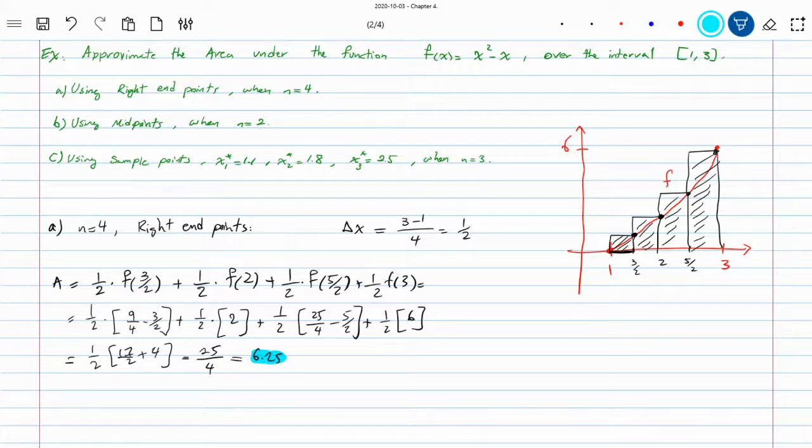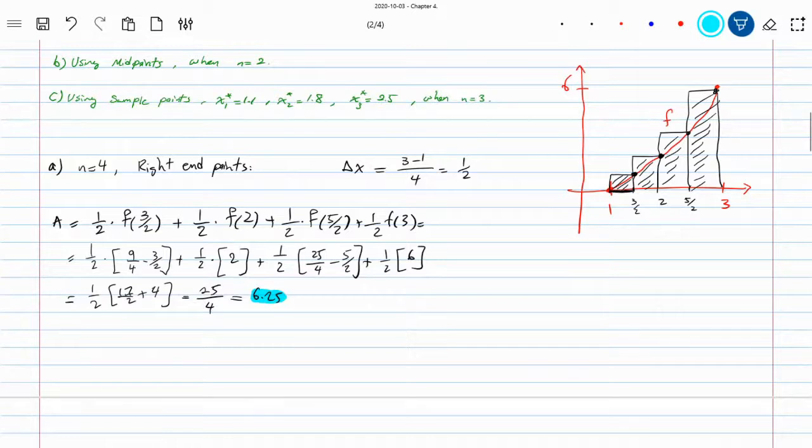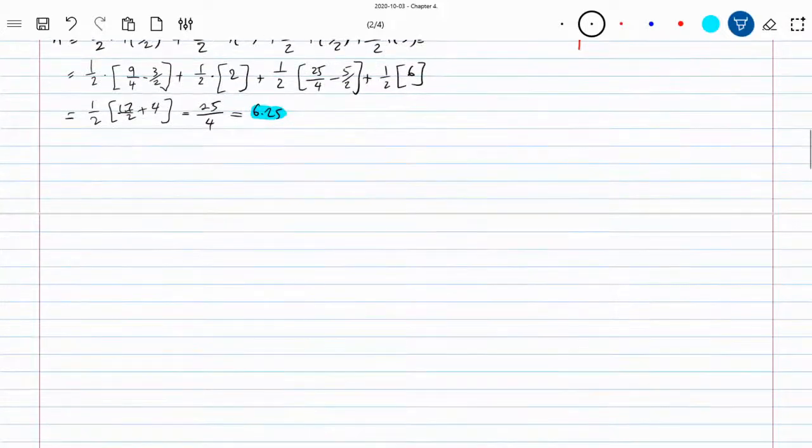answer. Using the midpoint. So how about part B? Part B would be using the midpoint. Right in the next page. Using midpoint when n equals 2. So B, midpoint, and when n equals 2.